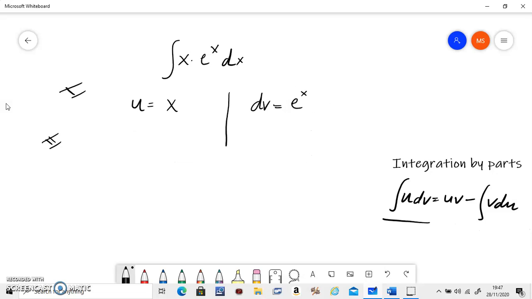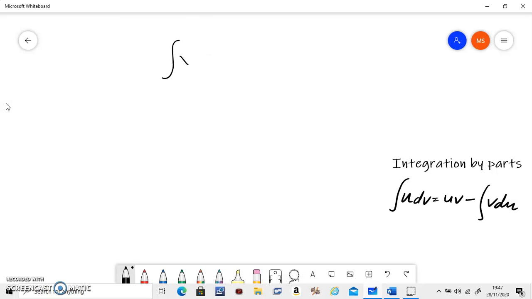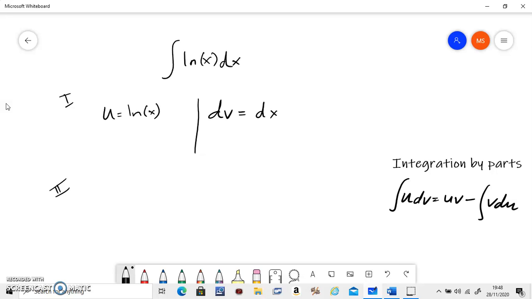Okay, let's do one more. Okay, another important function to integrate using integration by parts is ln x. Now just make a note, if you're doing integration by parts and if the problem has ln x in it, the u has to be ln x, no matter where it's placed. And the dv has to be the remaining, which is dx, right? The first is u, the second is dv.